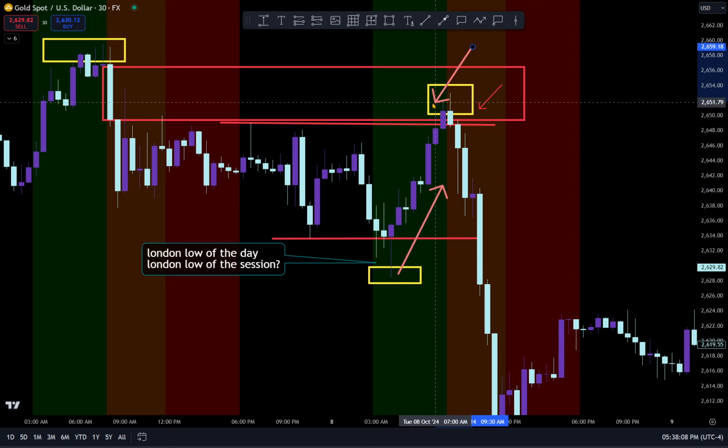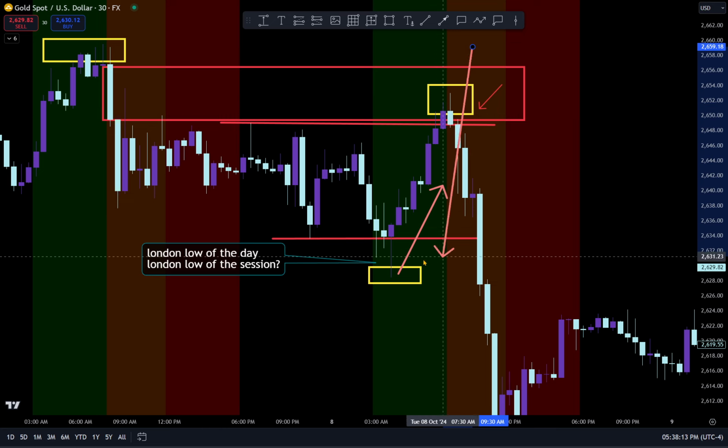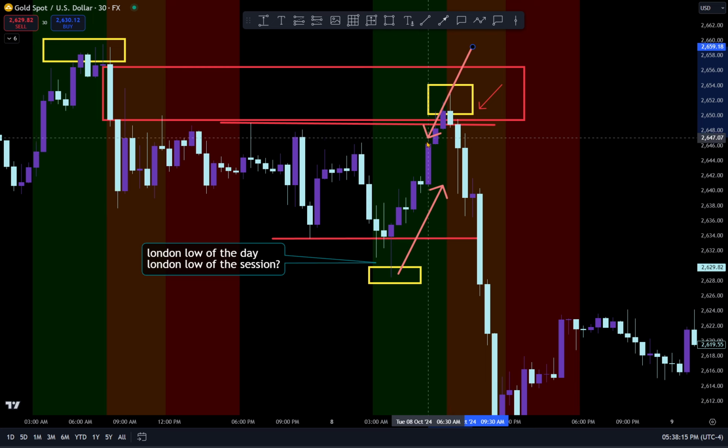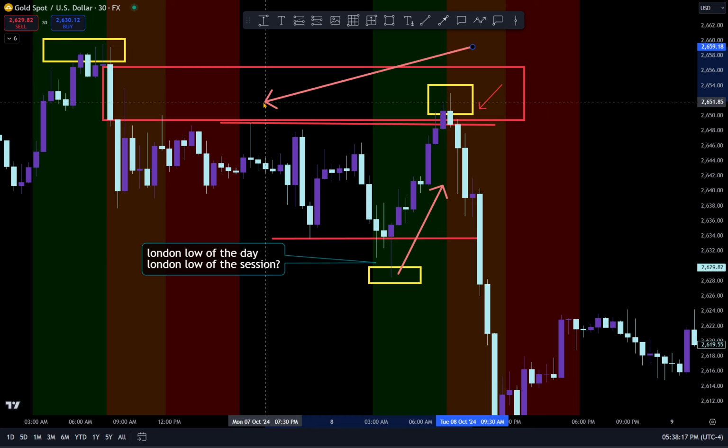Now, outside of that, the biggest thing is when you're operating this area, this is a London low of the session. Therefore, you buy this and you target this.